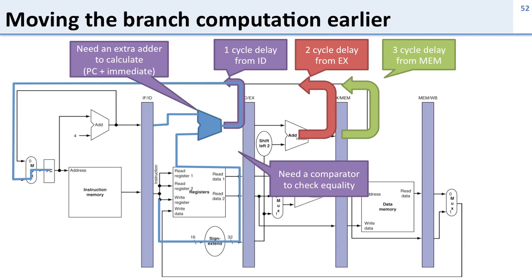Then we need a comparator to check if the two register values are equal. So we can put in a comparator, and we can connect it up to the register file, and this comparator is then going to control which branch we take, if we go on the standard PC plus 4, or if we go on the branch that's determined by the branch instruction.